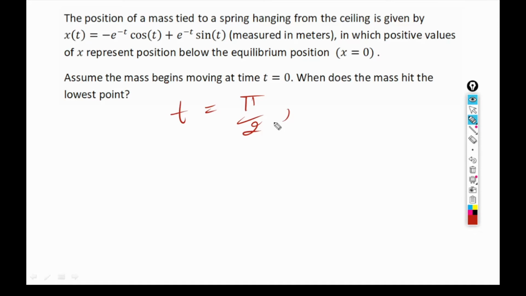If it asks us what that lowest point is, then we can simply put pi by 2 in this equation, and we will get x of pi by 2 is equal to e^(-pi/2). So this is the lowest point at which the mass will hit, and it will hit at t equal to pi by 2.